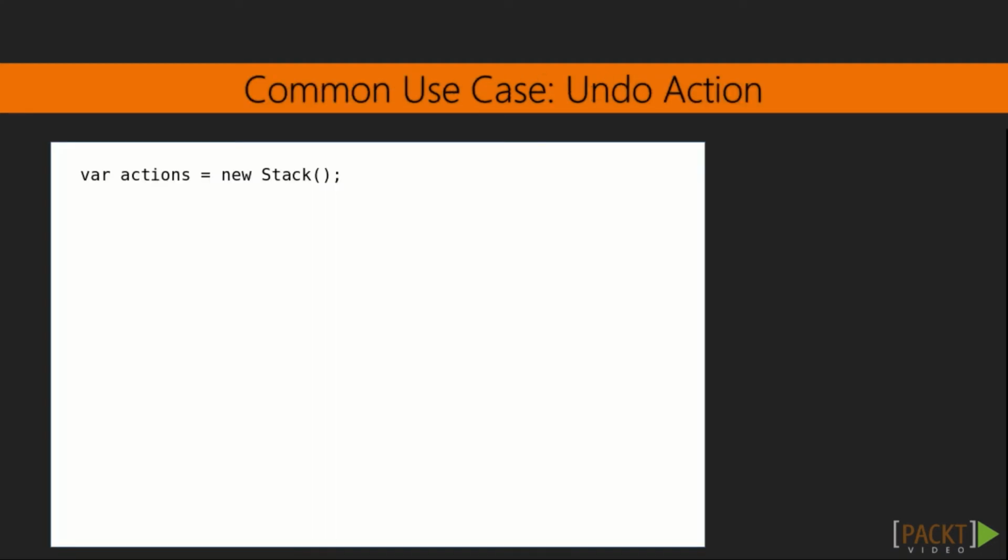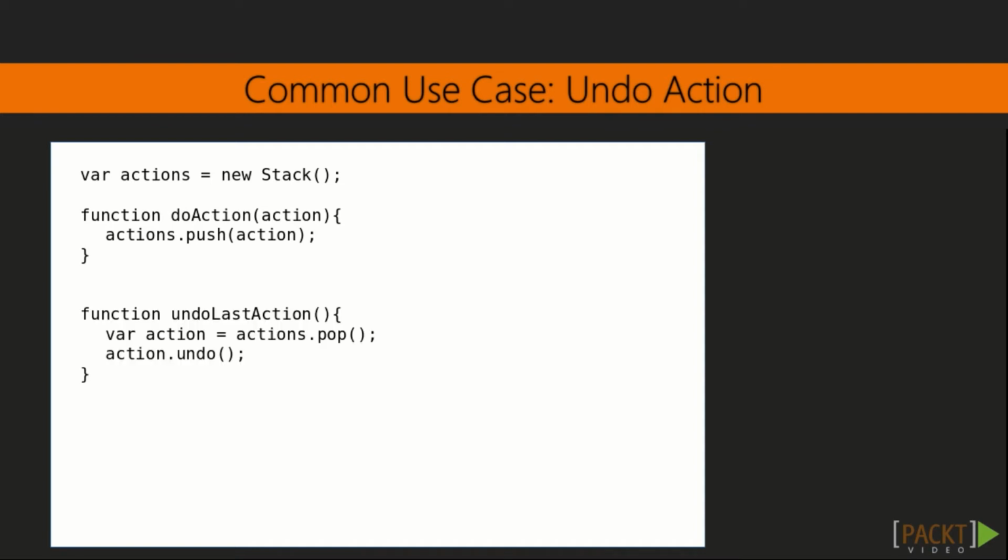A common use case for a stack is for keeping track of actions taken by the user, making it possible to undo these actions. Every time an action is taken in the system, we can push that action into a stack. Should the user decide to undo one or more of these actions, we can simply take the last action that was pushed on the stack and call undo on that object, and the last action will be reversed.